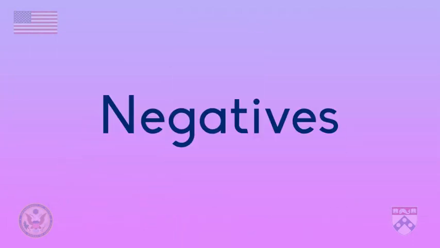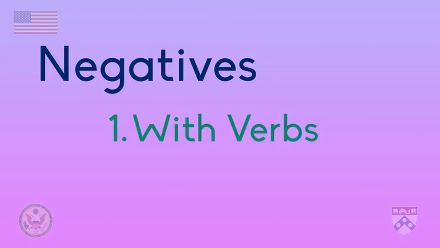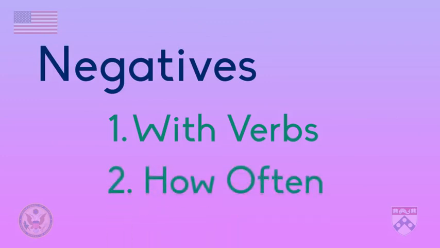Hello. In this video, we're going to discuss using negatives. Words such as not, don't, and no. Using negatives correctly will help you to talk about what's true and what isn't true. There are many ways to use negatives in English. We'll discuss using negatives with verbs and negatives that tell how often.